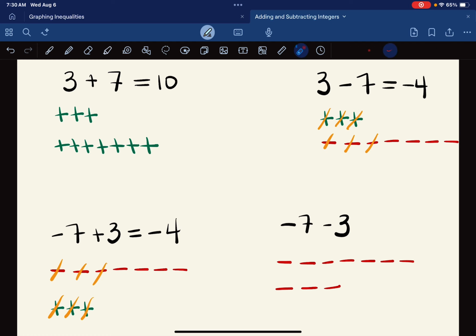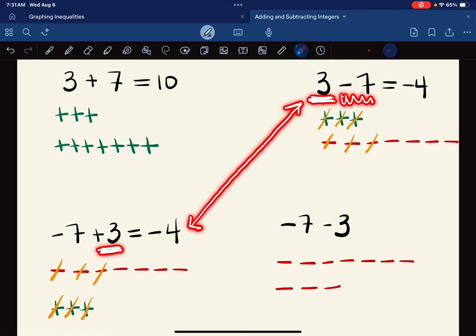Now I want you to notice that both of these answers are exactly the same. The reason is because this 3 is positive and this 3 is positive. This 7 is a negative or a minus, and so is this one. So if the numeric values are the same and their signs are also the same, the order is not going to matter. All right, you'll still end up with the same answer.